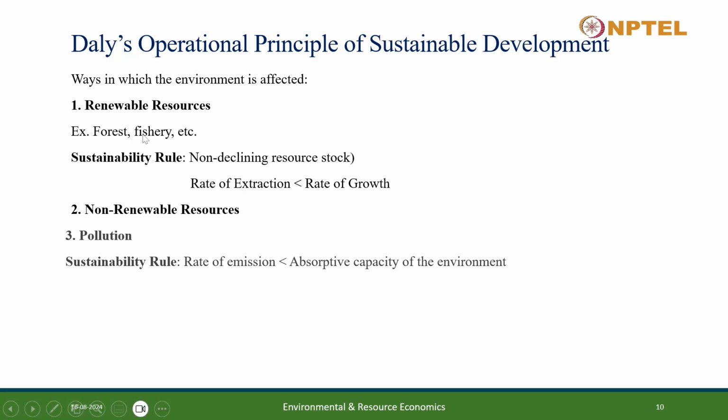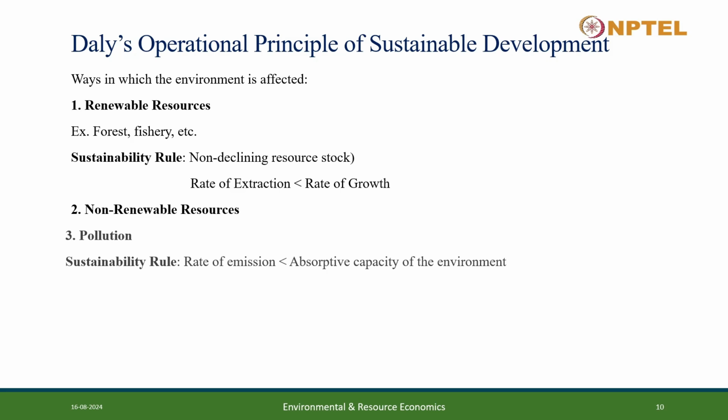Okay, now, what are the ways in which we affect the environment? There are three main ways in which human beings affect the environment. First is through utilization of renewable resources. Second, through utilization of non-renewable resources such as fossil fuels, oil and refineries, or raw materials from the environment. And the third one is usage of the environment as a sink, so that we emit various kinds of pollutants.